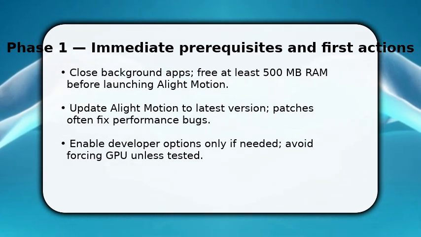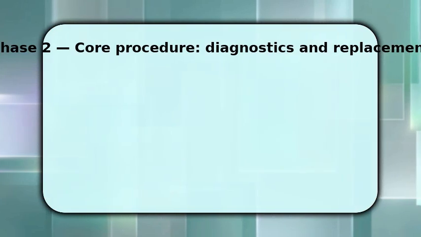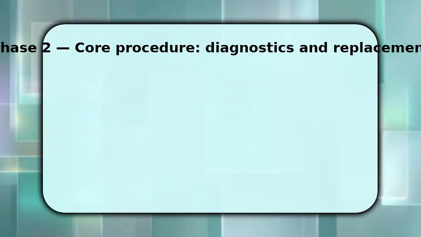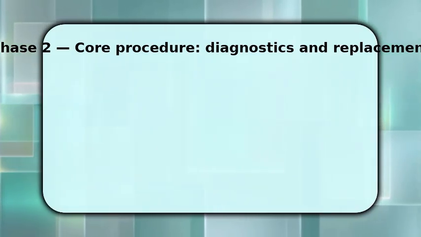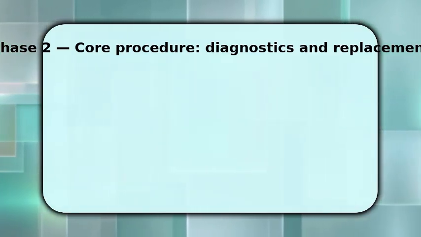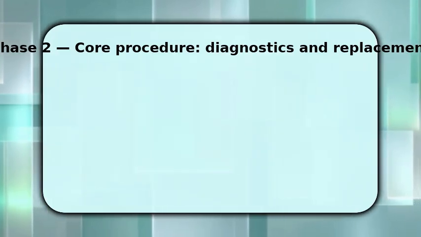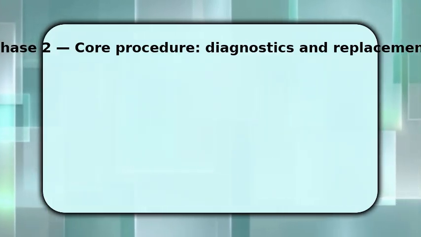Next, optimize the project itself. Lower composition resolution to 720p or 480p for complex timelines because fewer pixels mean faster playback. Convert large images to compressed formats like WEP at around 80% quality so assets load quicker.